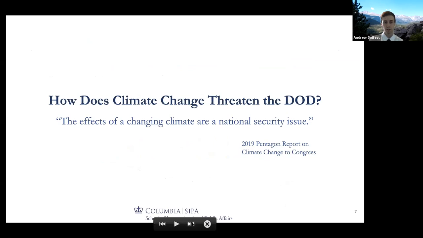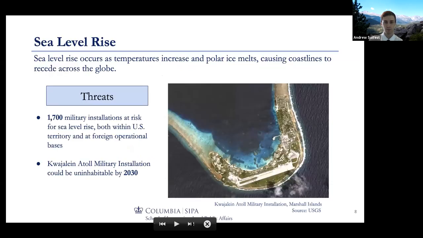So why does climate change threaten the Department of Defense? Climate change threatens many installations of the Department of Defense throughout the world through sea level rise. As the world warms up, polar ice caps are melting, causing coastlines to recede and putting over 1,700 military installations at risk for the United States alone.